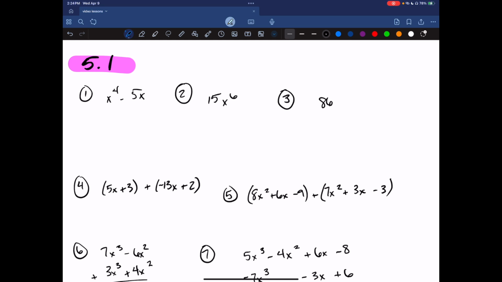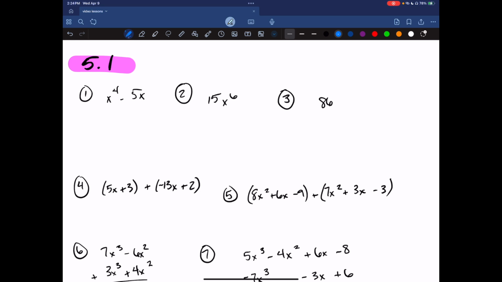So let's first get started with talking about what polynomials are. Polynomials are any terms or any equation or expression that is added or subtracted. Like number one, you have two terms. The first one is x to the fourth. The second one is negative 5x. And you can have one term, two terms, three terms. Each of those has special names.